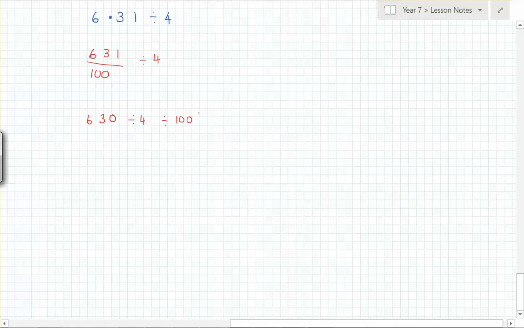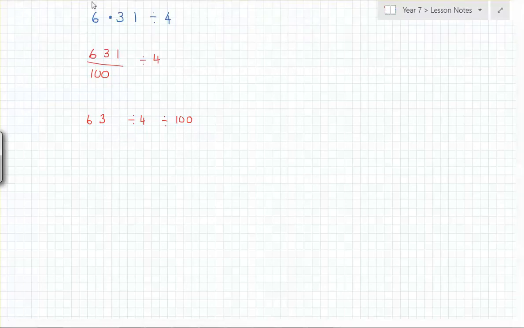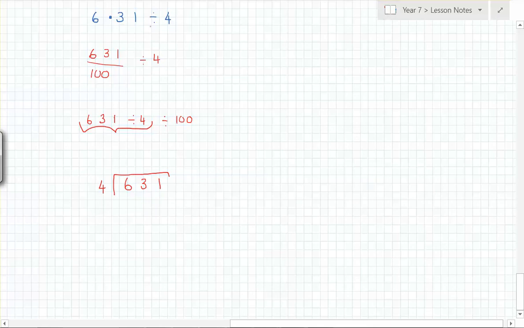Why 630? Sorry. Yeah, I've written that wrong, haven't I? You're right. 631. So the bit that I have to do is this bit first, because the divide by 100 is easy. So let's do 631 divided by 4. Now this is going to be a harder one than before.